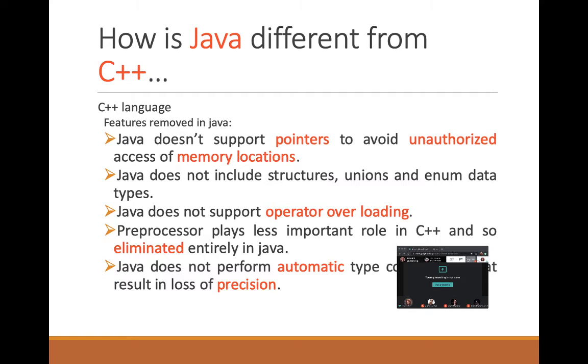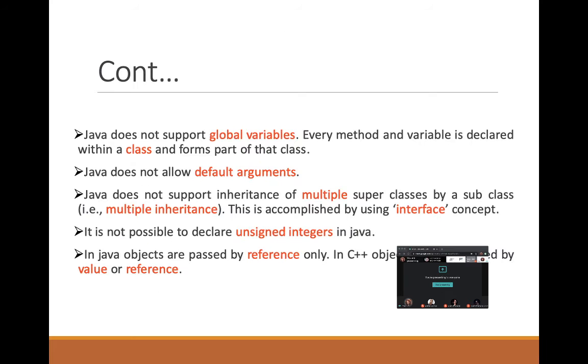So, maraming differences si Java from C and C++. So, ayan. So, Java does not support global variables, does not allow default arguments. So, maraming differences. Ayan.